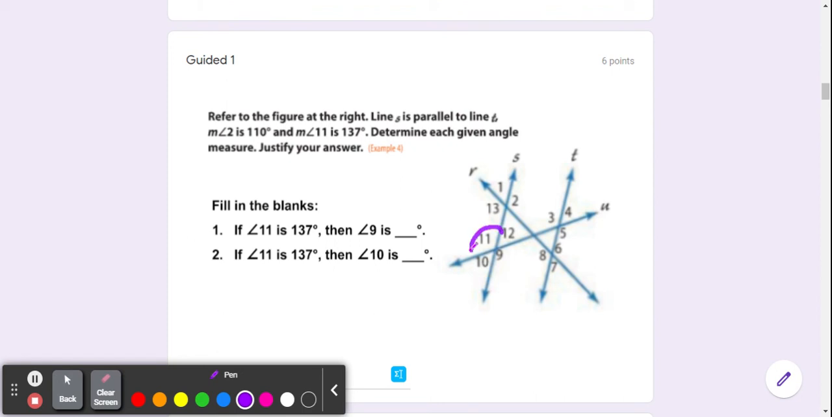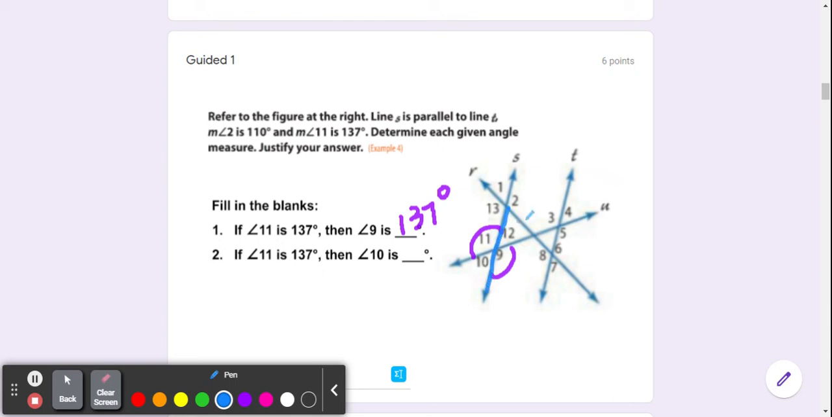So if this one is 137, then angle 9 is also 137 because these are vertical to each other. They're the same. So this one is also 137 degrees. And then if the measure of angle 11 is 137 degrees, then what is angle 10? That one I'm going to have to subtract because it's on the line. This is the straight line here. I'm looking at this part right here.